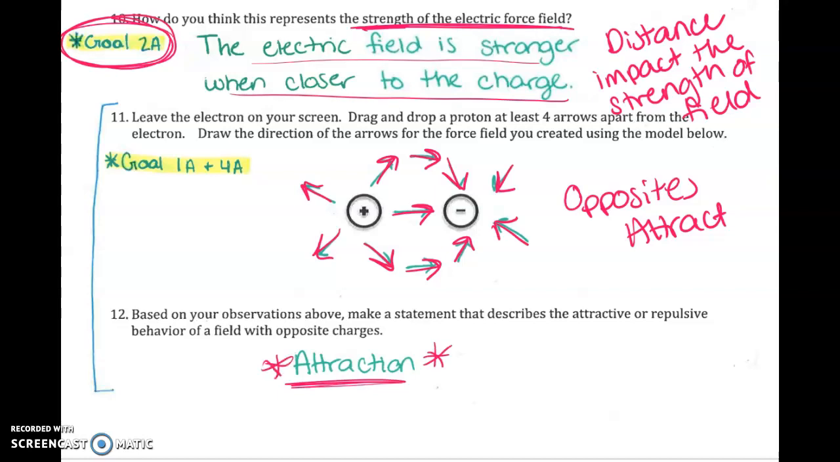And the drawing will be for 4A in your study guide. Knowing what attraction is and knowing that opposites attract, that is goal 1A in your study guide. So once again, take note of these study guide pieces on the side of your packet as we're going through this.